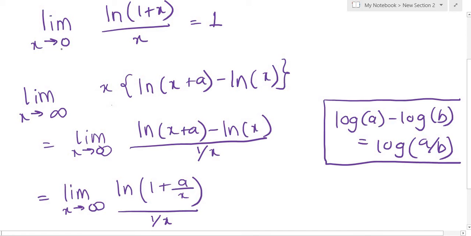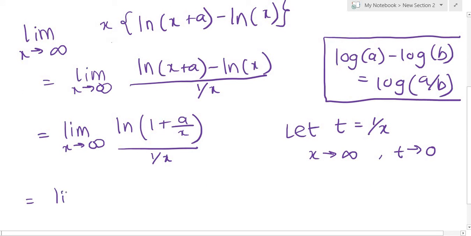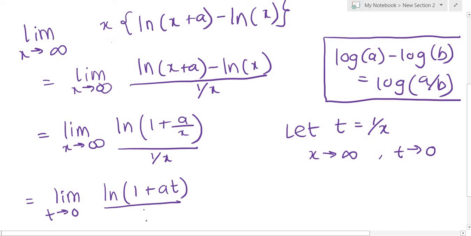Now our original identity had x going to 0 and we have x going to infinity. So I would really like to do a change of variables. I'll let t equal 1 by x. So when x goes to infinity, t goes to 0. So I'll just rewrite the question as the limit as t goes to 0 of the natural log of 1 plus a times t, all over t.